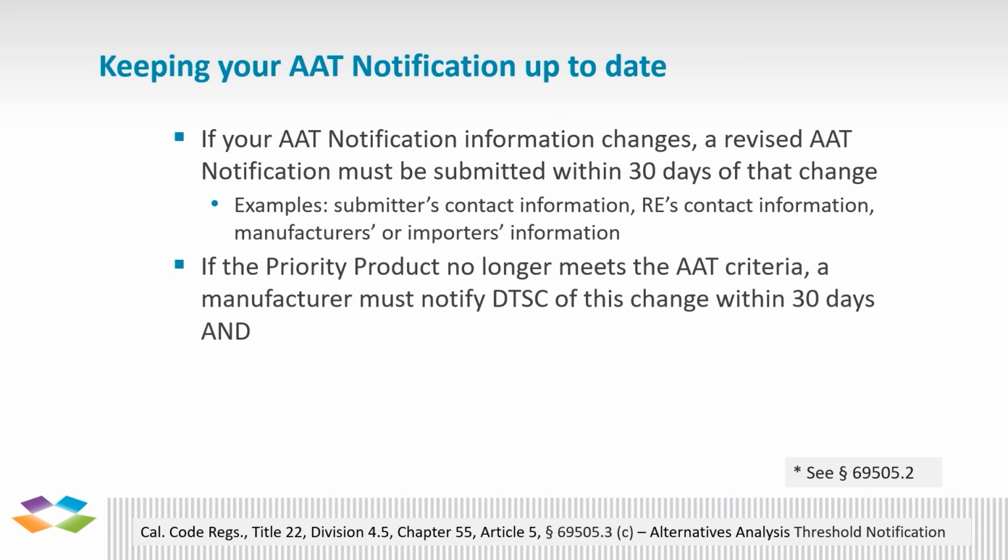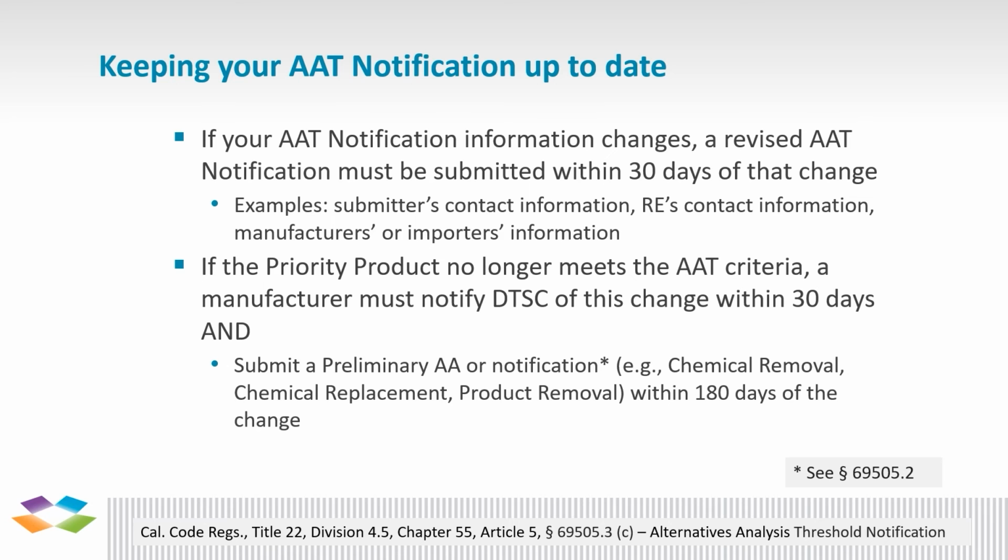Another condition requiring an additional notification is when the priority product no longer meets the criteria for an AAT exemption. For example, when the concentration of the chemical of concern exceeds the AAT. In this case, you must notify DTSC within 30 days of the change. In addition, within 180 days of the change, you must submit either a preliminary AA report or an applicable intent and/or confirmation notification.